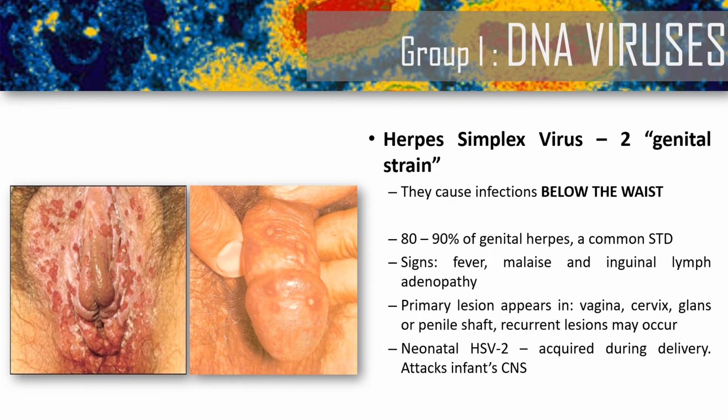Ano nga yan sa Bisaya, class? Lusay. Ayan, class. Okay? And then the primary lesion appears in the vagina, cervix, glans or penile shaft. So, makikita nyo nasa shaft, class. Ayan, kita nyo yung lesion. And then may possibility na recurrence. So, ibig sabihin ng recurrence is that pag nag-heal, nagkakaroon ng reappearance ulit.